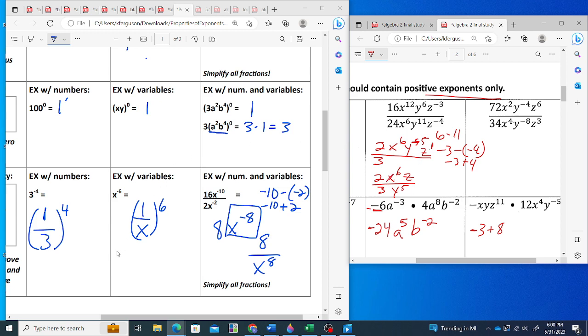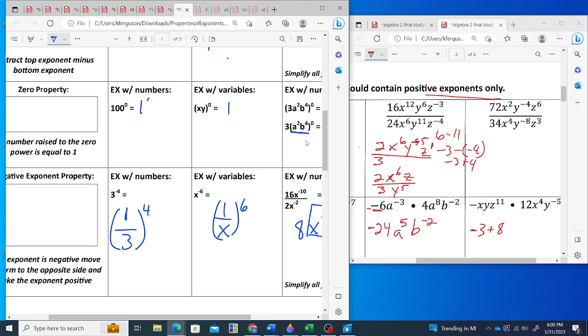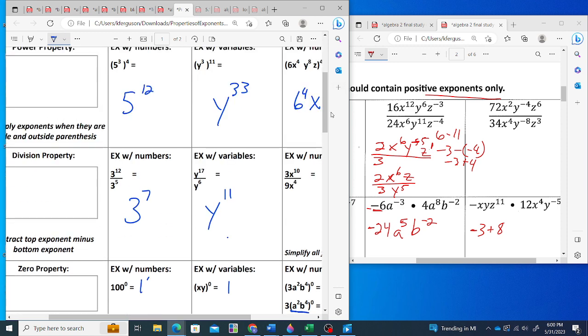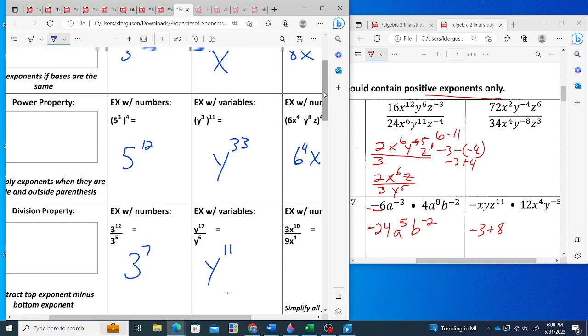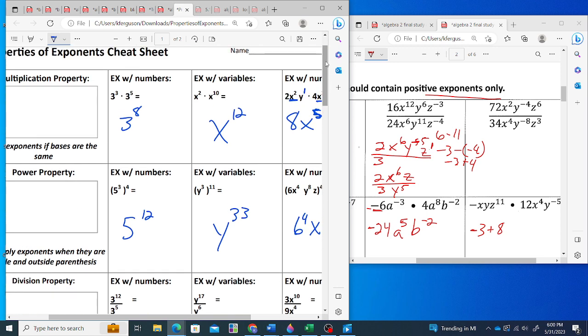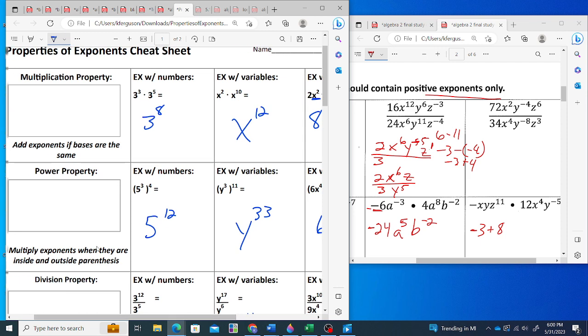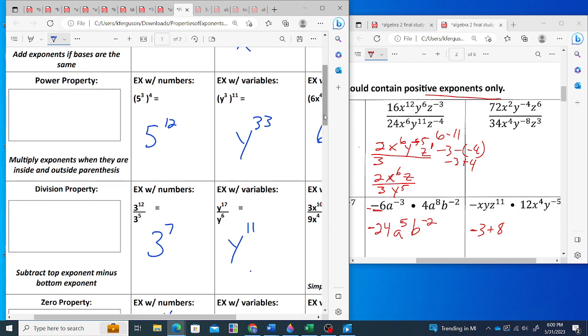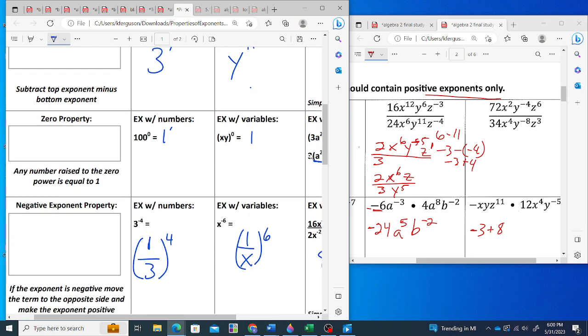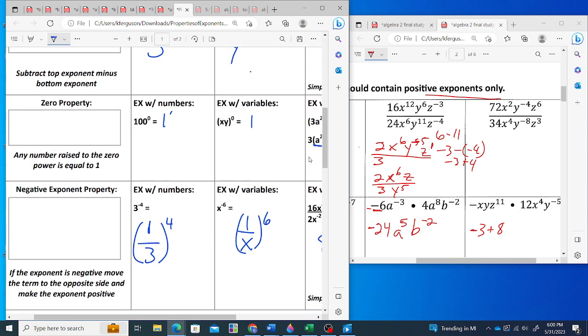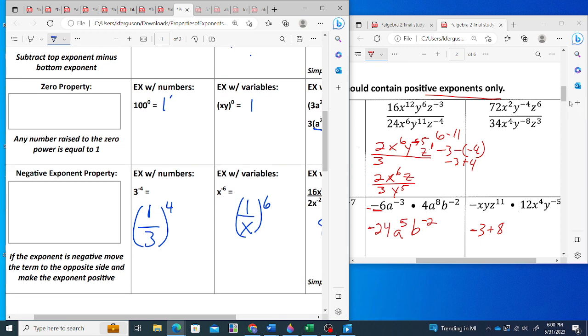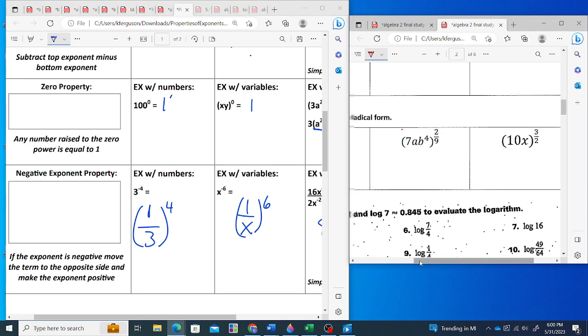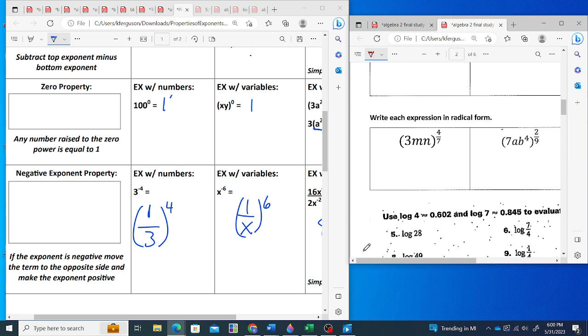So you want to write down, and somewhere on your card, these properties for exponents. The multiplication property, the power property, the division property, right? The zero property and the negative exponent property. Now, there's one more property we need to talk about, and that is the fractional exponent property. So that is in here on our little cheat sheet.